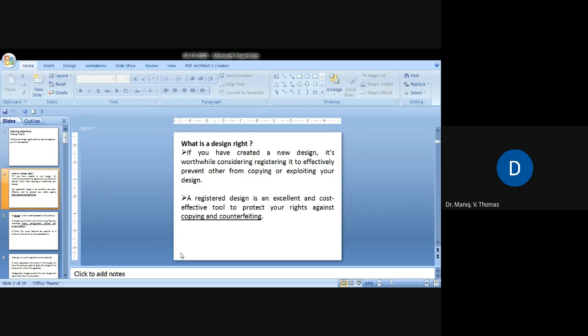So what is a design right? If you have created a new design, it is worthwhile considering registering it to effectively prevent others from copying or exploiting your design. So that design will be yours, and that is the purpose of registering a new design. A registered design is an excellent and cost-effective tool to protect your rights against copying and counterfeiting.